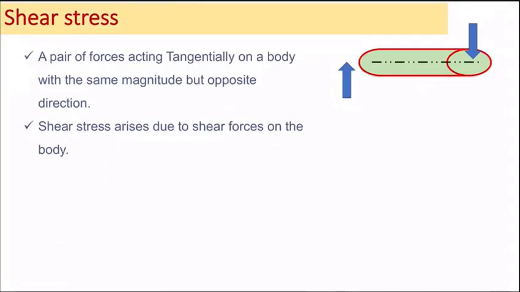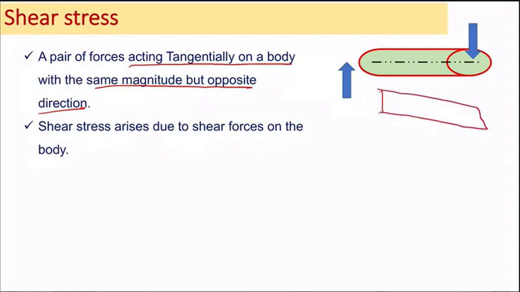Let's see shear stress. A pair of forces acting tangentially on a body with the same magnitude but opposite direction is called shear force. Due to the shear force, stress will be created in this object. So what happened? The object will bend like this because of these two forces. The internal force created is called shear force. The stress created within the body is called shear stress. Shear stress arises due to the shear force acting on the body.